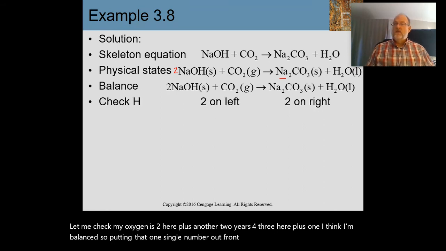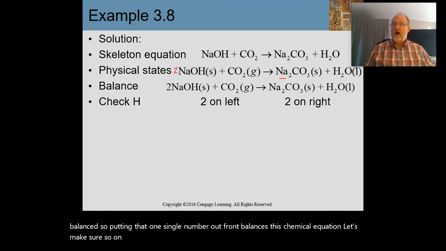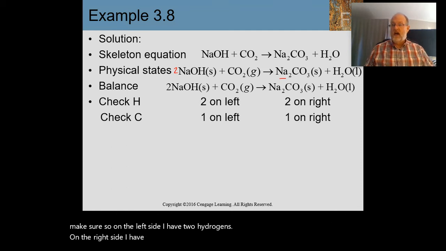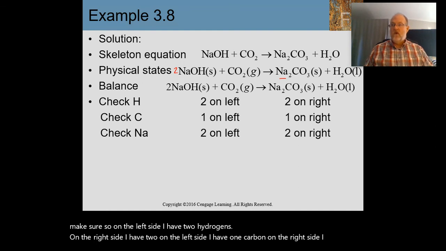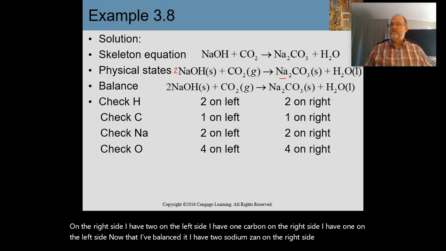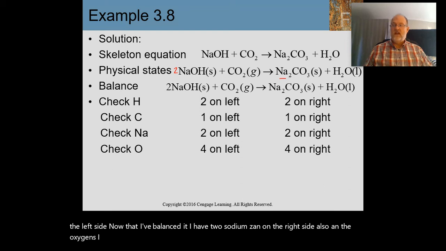Let's make sure. So on the left side, I have 2 hydrogens. On the right side, I have 2. On the left side, I have 1 carbon. On the right side, I have 1. On the left side, now that I've balanced it, I have 2 sodiums, and on the right side also. And the oxygens, I have 4 on the left side and 4 on the right.